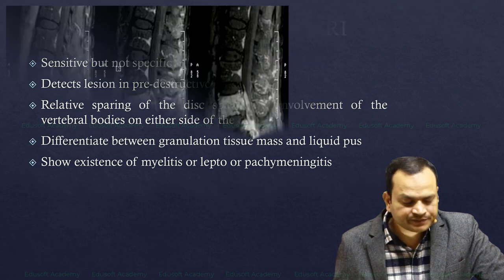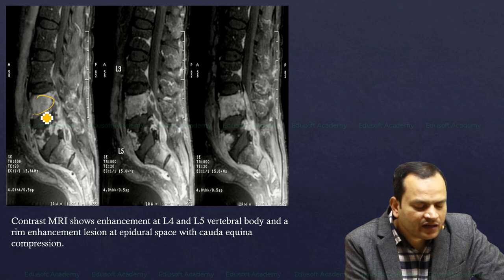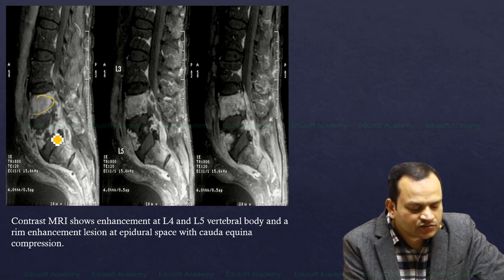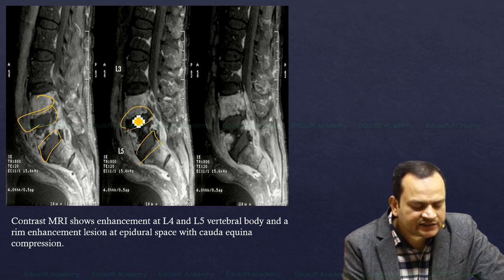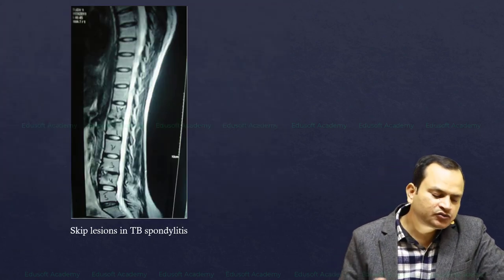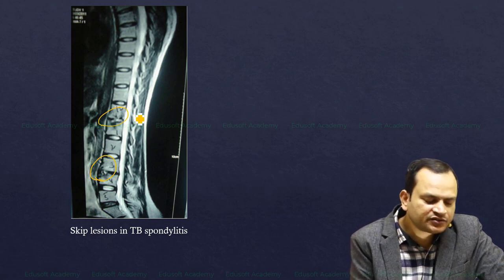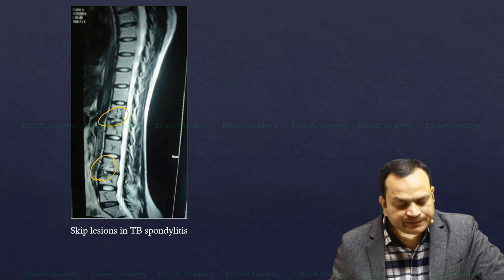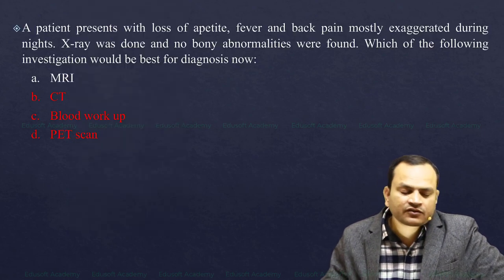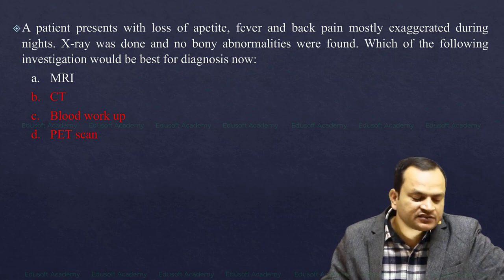involvement of the cord. So this is an MRI showing involvement of the vertebra. There is sparing of the discs. Discs are involved usually in the late stage. And similarly, MRI can also show the skip lesions. Skip lesions in vertebra are seen in tuberculosis of spine. So the correct answer for this question, the most appropriate investigation for the diagnosis, is MRI.